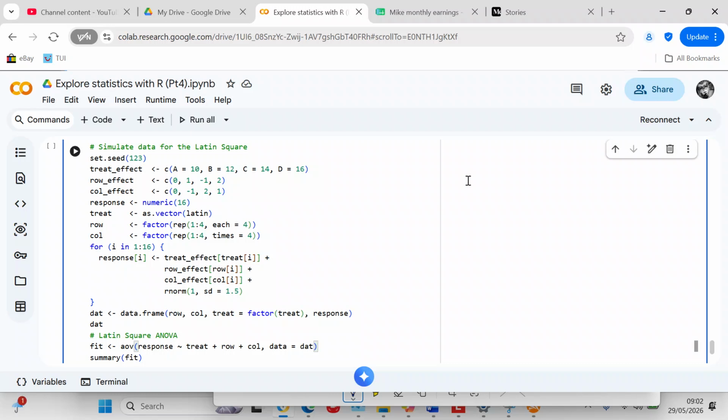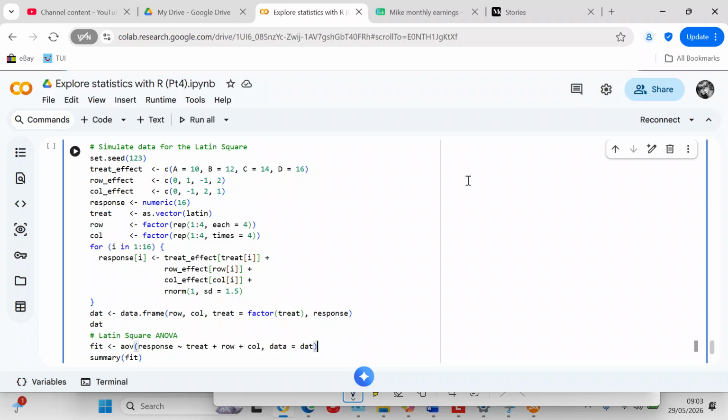So the treat effect becomes a vector, which is A equals 10, B equals 12, C equals 14, D equals 16. The row effect is a vector of 0, 1, negative 1, 2. The column effect is a vector of 0, negative 1, 2, 1. And the response is a numeric vector with 16 elements in it, and you get that 16 by multiplying 4 times 4.